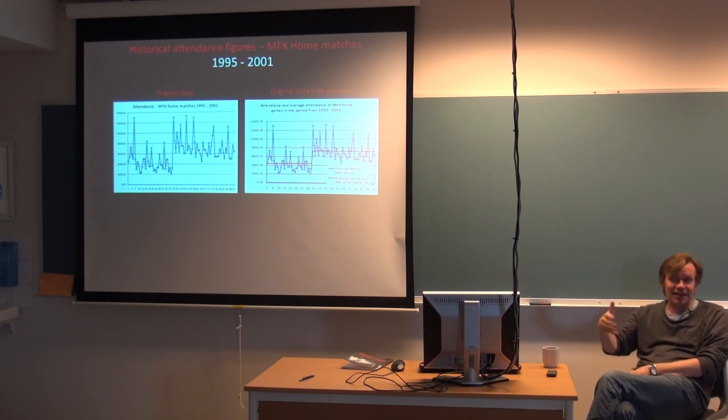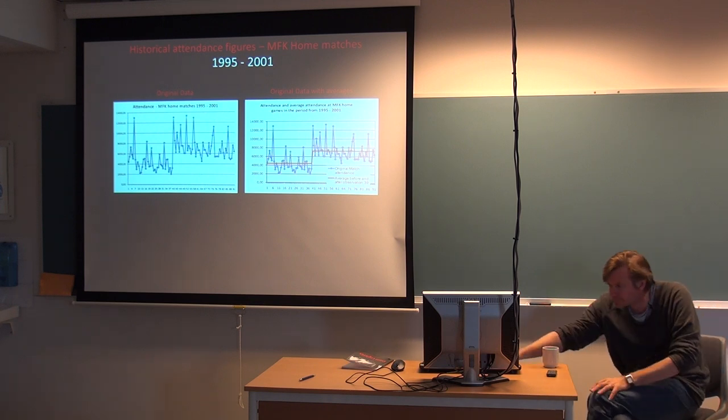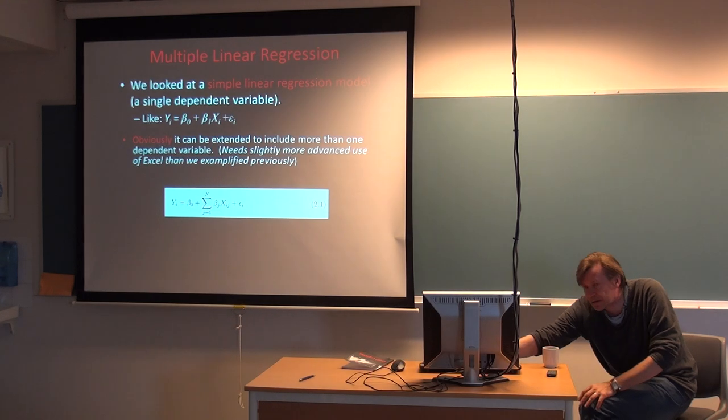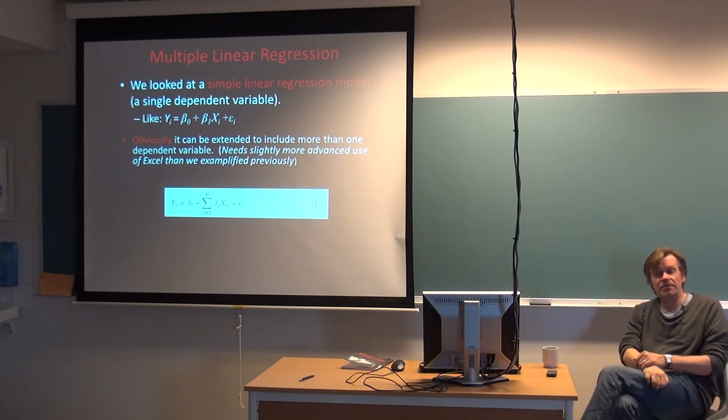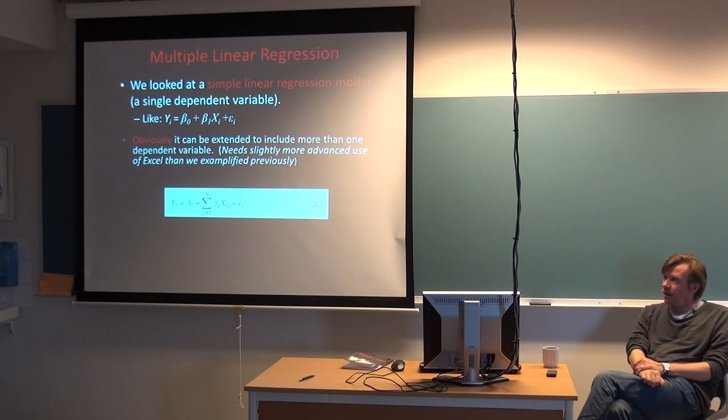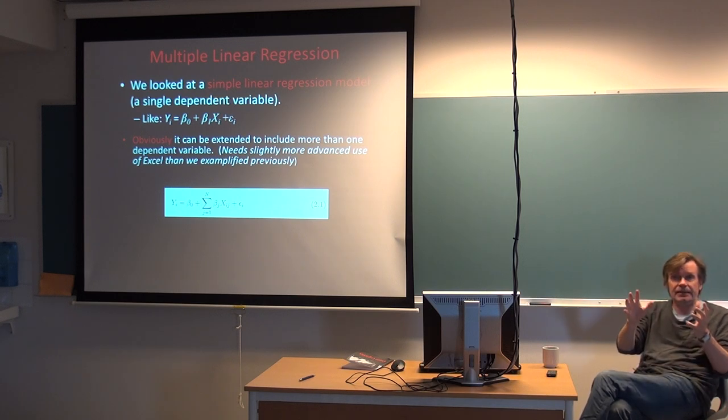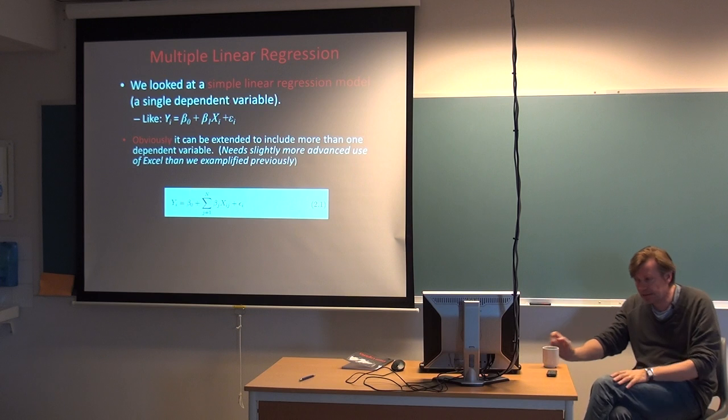But of course there are other things than just the stadium which influence these matches, as we started discussing yesterday. We discussed this extension from a simple linear regression into a multiple linear regression, and the difference is of course that you allow for more than one variable on the right hand side of your model. So you accept or foresee that most effects or variables that are of interest to us could be caused by more than one variable, but we will move closer into it.